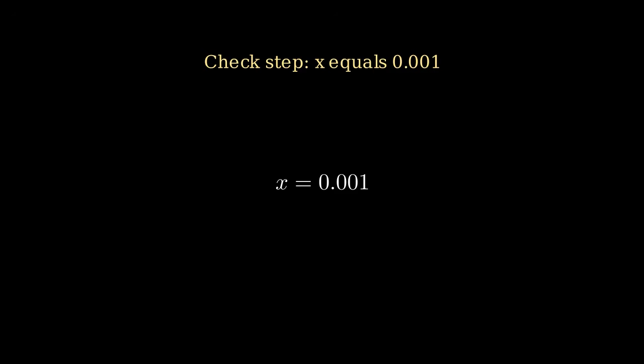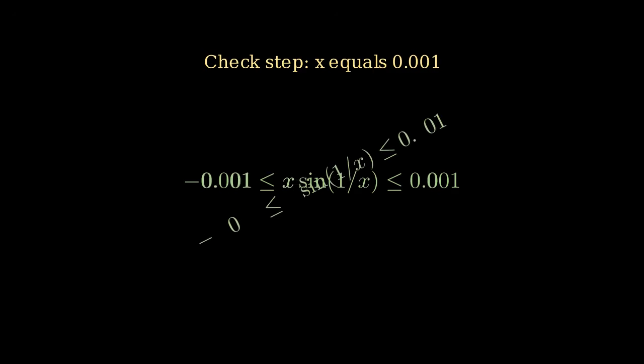Check step: at x equal to 0.001, the value of x times sine of 1 over x lies somewhere between negative 0.001 and 0.001, confirming it is being squeezed tightly towards 0, exactly as the squeeze principle predicts.